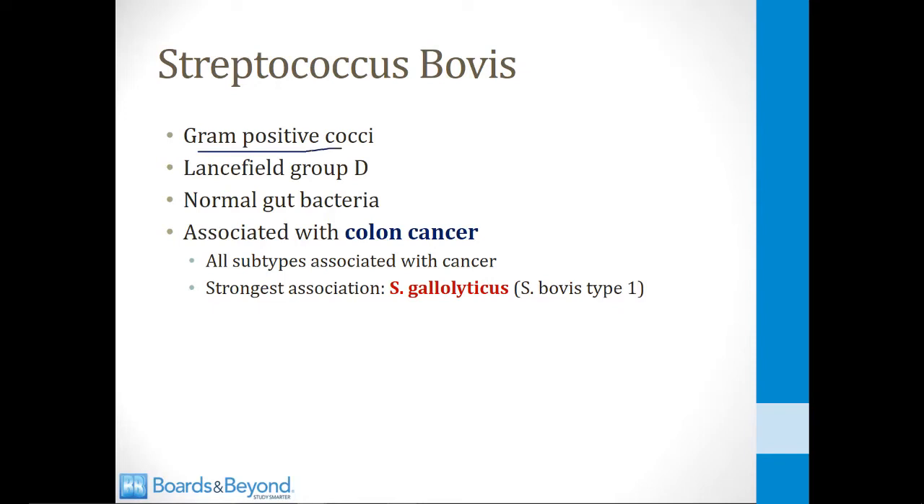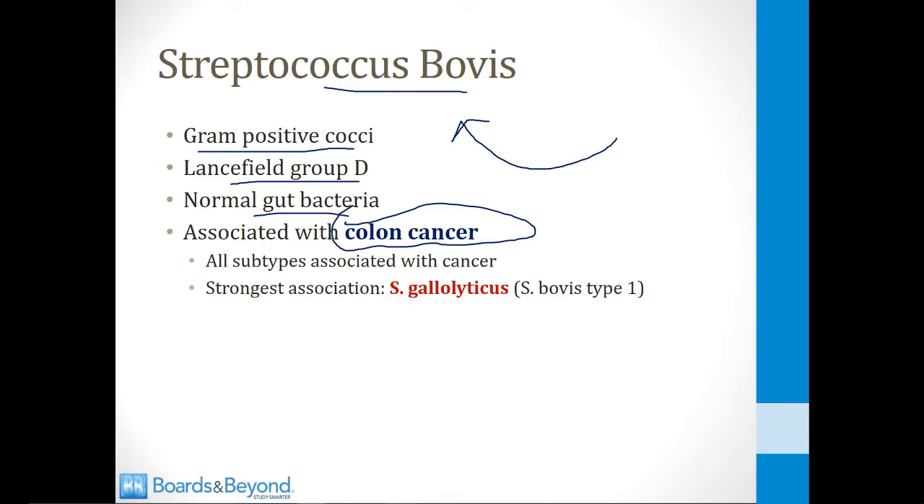Strep bovis is another potential cause of endocarditis. This is also a gram-positive cocci. It's part of the Lancefield group D bacteria, and it's a normal gut bacteria. And the one thing you always want to remember about this bacteria for your board exams is that endocarditis caused by Strep bovis is associated with colon cancer. In many patients who develop bacteremia and endocarditis with this bacteria, they are ultimately found to have colon cancer, and the colon malignancy is probably the way this normal gut bacteria gets into the bloodstream.